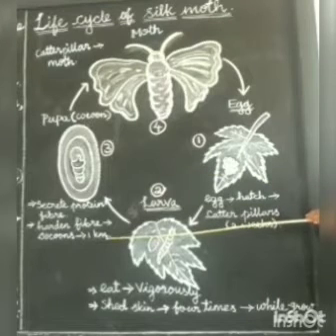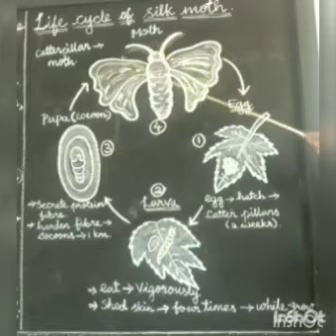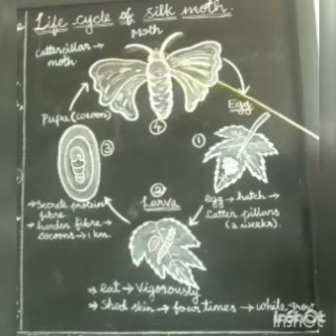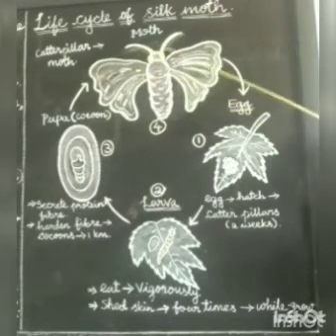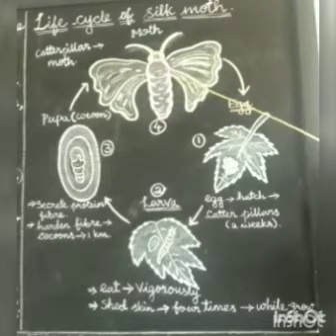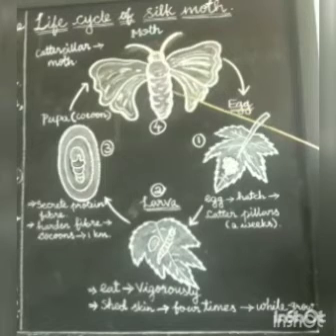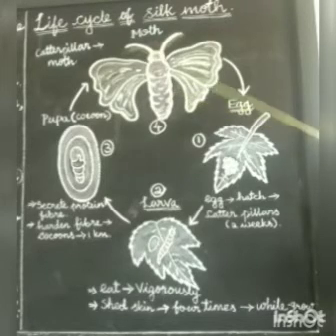Next, the final stage is moth. The caterpillars develop in the cocoons and become moths. The moths come out of the cocoons and live for a few days. This is the life cycle of the moth.